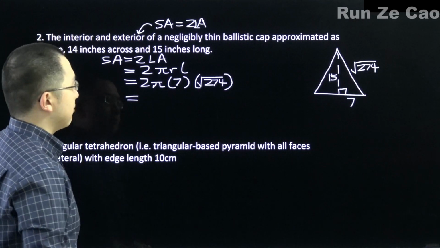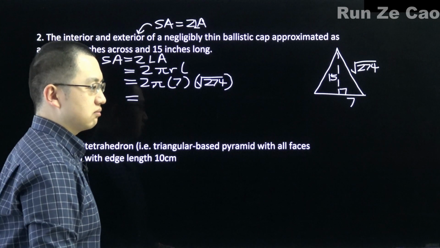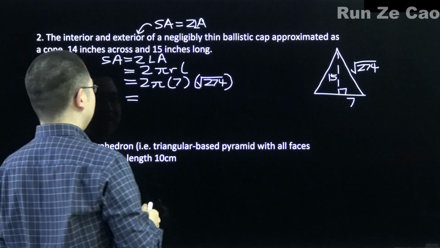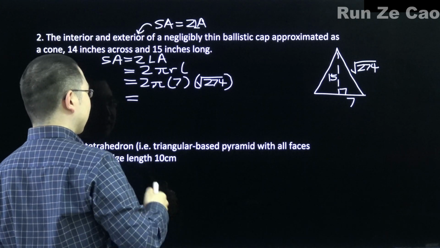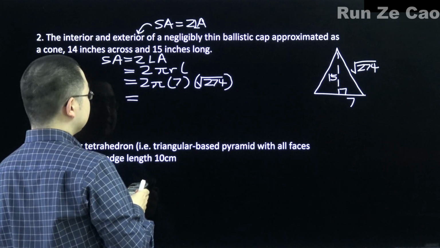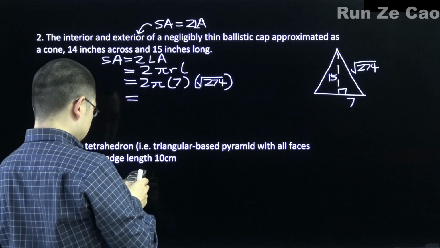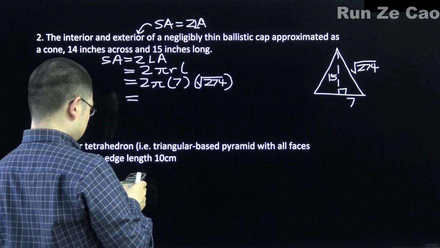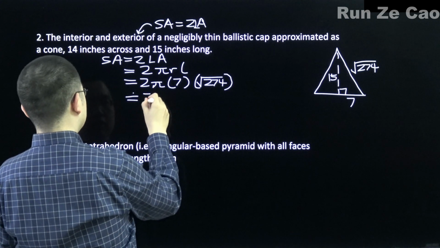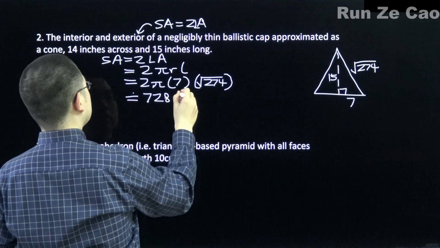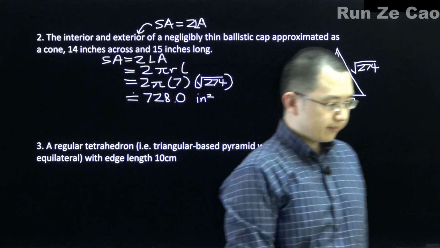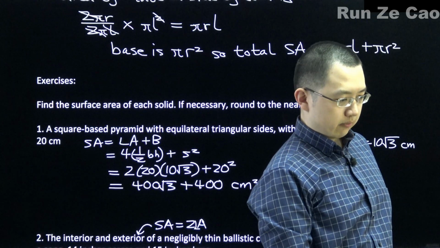Of course, a negligibly thin ballistic cap would not be very good. It would be entirely conceptual. It doesn't exist. So forget facilitating wind resistance or facilitating aerodynamics. Times 7 times 2 times pi. This is going to be approximately 728.0 inches squared. Yeah, round to the nearest tenth.